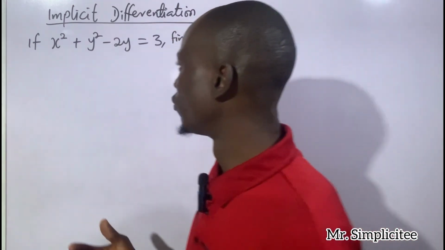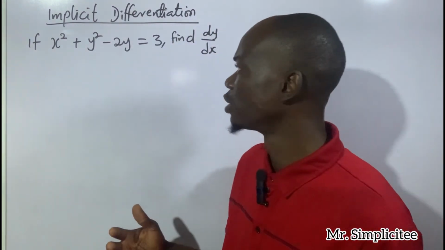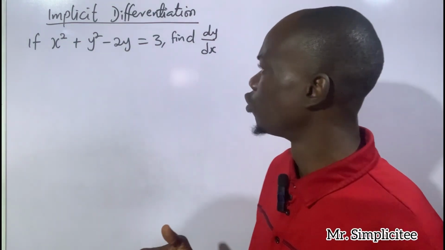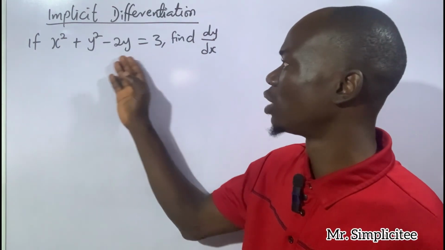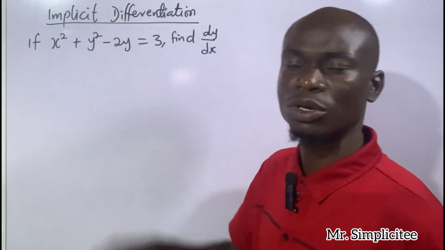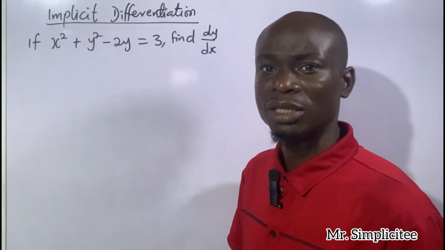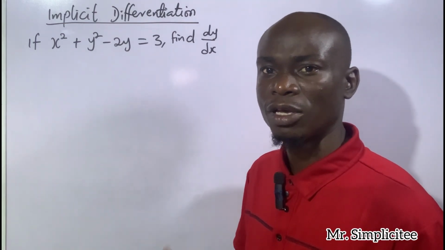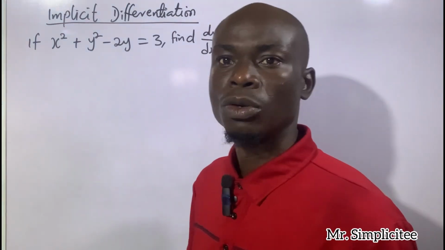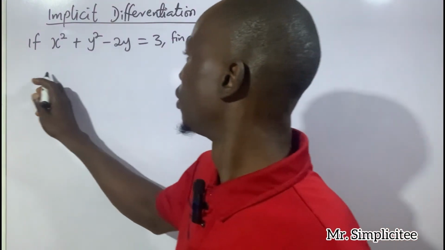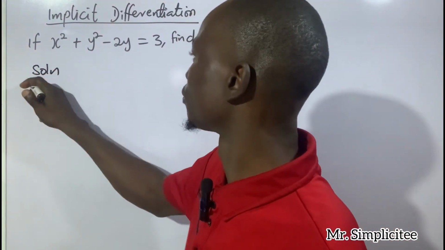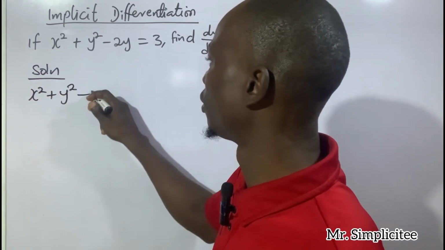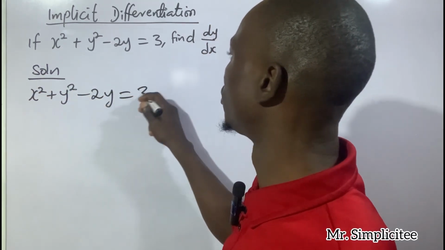Like the example we have on the board says: if x squared plus y squared minus 2y is 3, find dy/dx. So if you observe, we have x squared, y squared, and 2y mixed up in this equation. So the only way we can differentiate this easily is to follow the process of implicit differentiation. Let's see this example. Solution: x squared plus y squared minus 2y is 3.